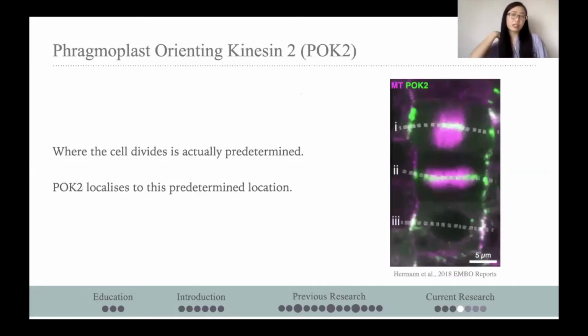And POC2 is actually the protein that I'm really interested in. During cell division, POC2 localizes to the cell division zone. What I mean by cell division zone is the place where the cell will lay out the cell wall. In plant cells, at least, this location is predetermined long before mitosis even begins. POC2 will go to this predetermined location and stay there throughout. And evidence seems to suggest that it's very important for phragmoplast formation.